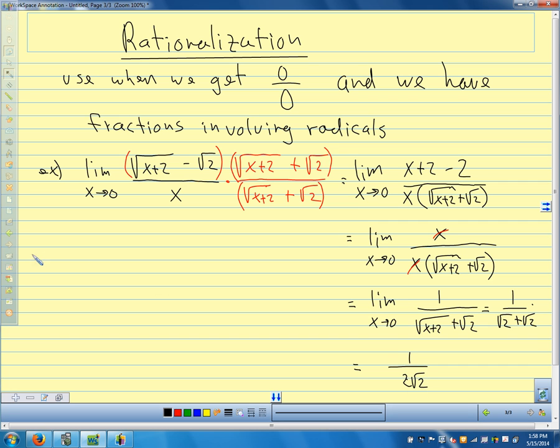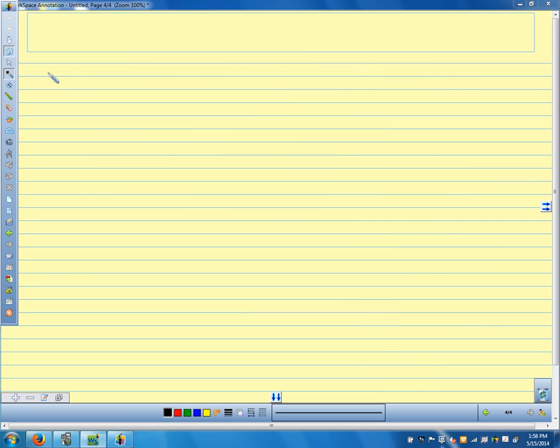All right, let's look at another one. What if we had this one? This is similar to one we did in our homework. 1 minus cosine x over x, and our limit is, let me write our limit there, the limit as x approaches 0. If I plug in 0 for x, cosine of 0 is 1, so I get 1 minus 1, 0 over 0.